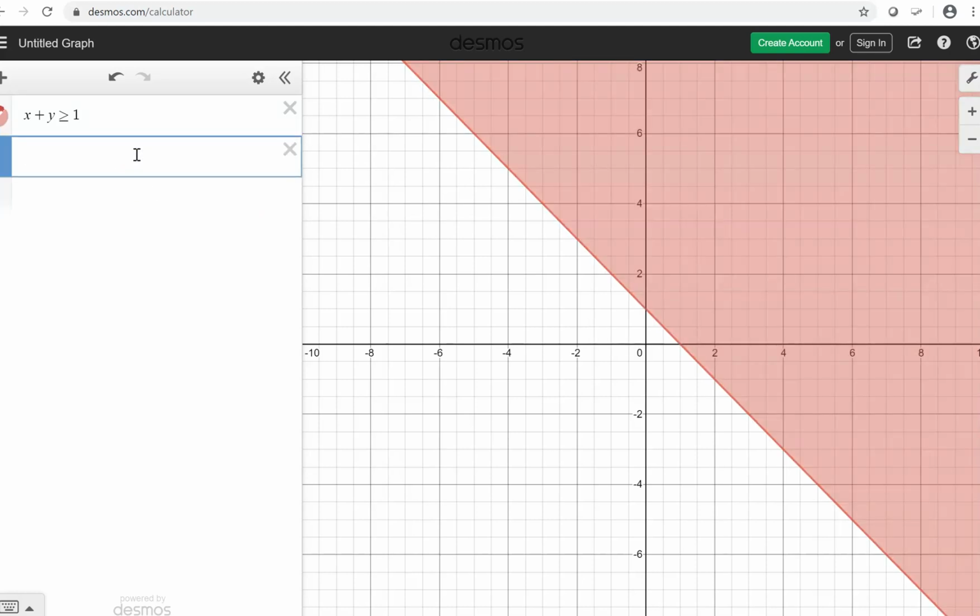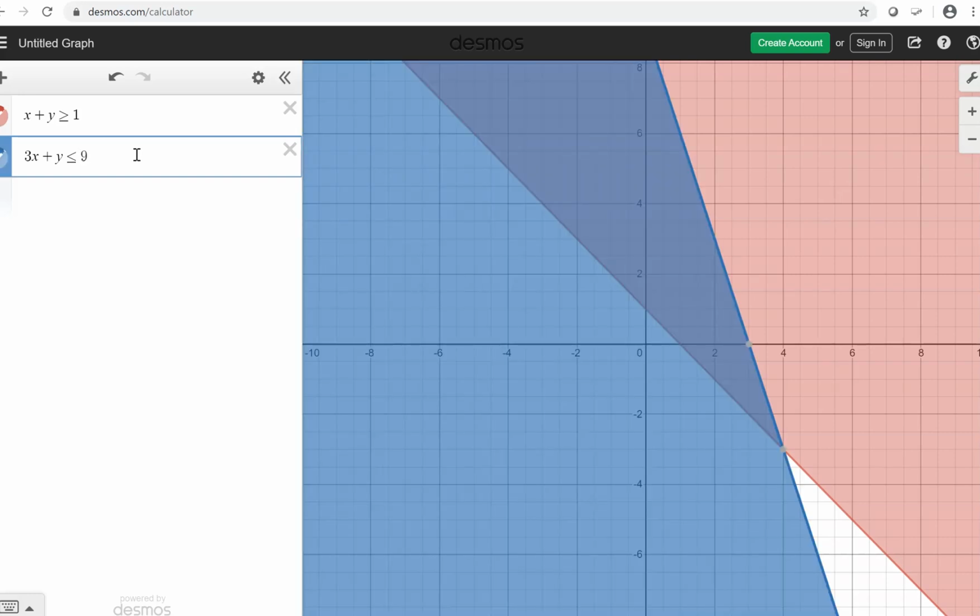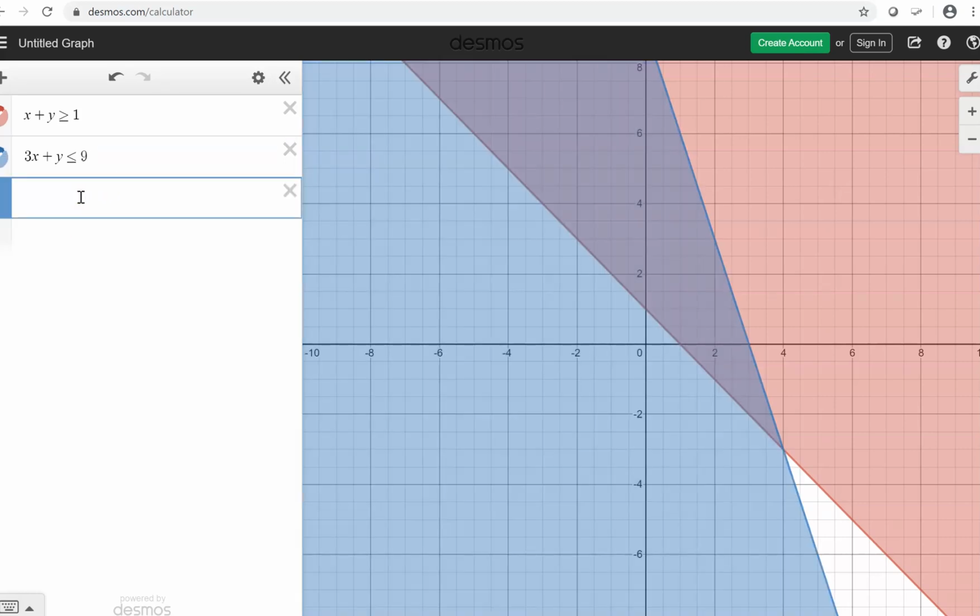All right, next one. Let's do 3x plus y is less than, and then I'm going to type the equal sign, 9. So we don't have to do any manipulating of equations when we use Desmos. We can just put it in as is, which is really nice. So we start to see our feasible region being formed. Let's continue with that third constraint there. So we have x plus 3y is less than or equal to 9.